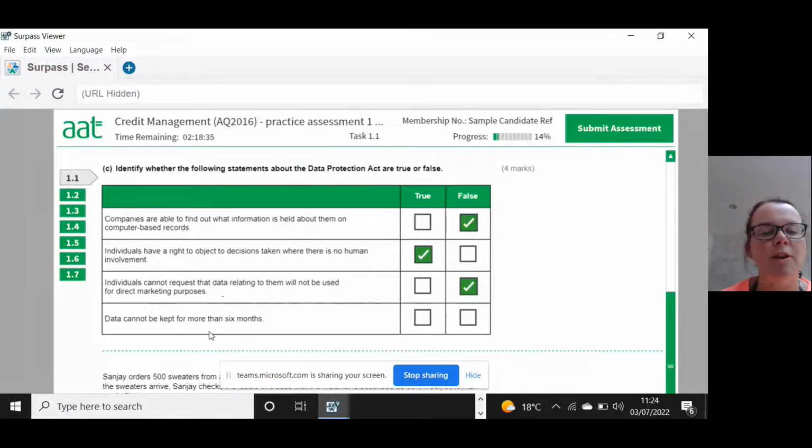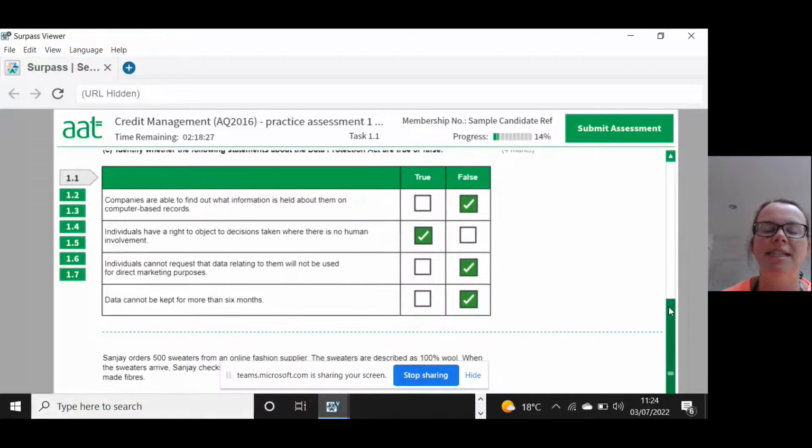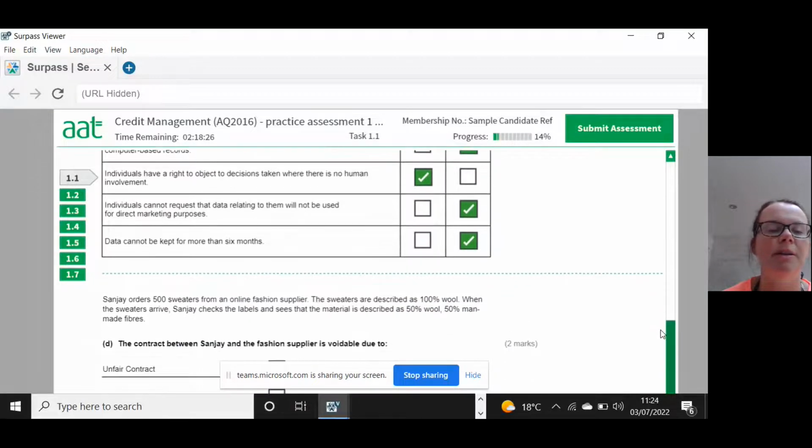Data cannot be held for more than 6 months. Again, that's false. There is a rule about time, but it's just that it's a reasonable amount of time. If you still need the data, it can be held for longer than 6 months.